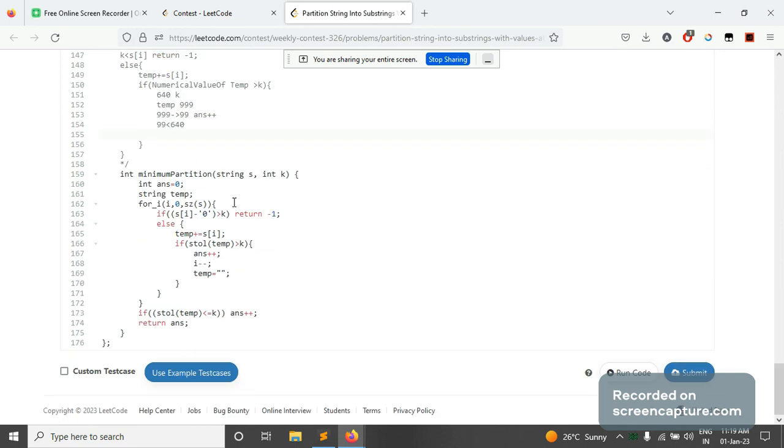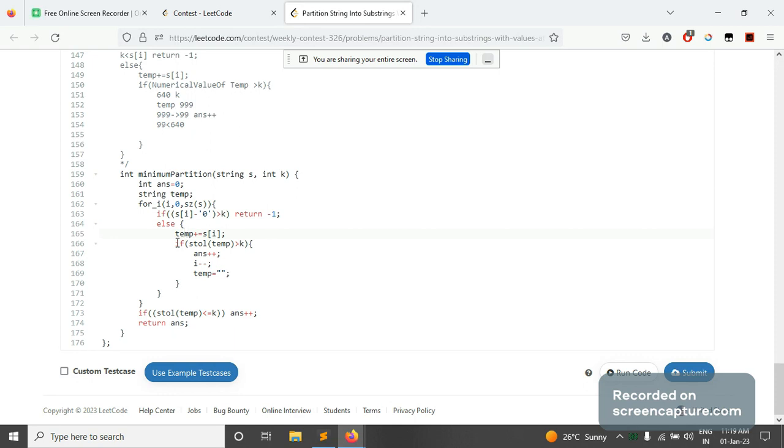It will be more clear with the help of implementation. I have taken the answer as 0 and I have taken a temporary string. I'm iterating through the characters, and if at any moment I find that the numerical value of s of I is greater than k, in that case we have to return minus 1. Otherwise, I will include that number in my substring.